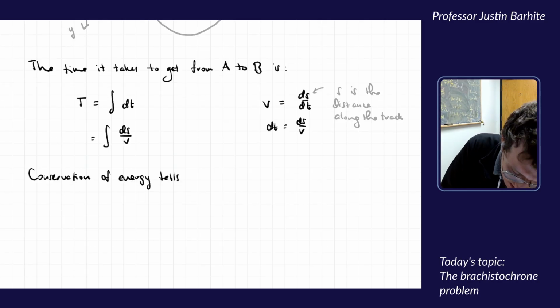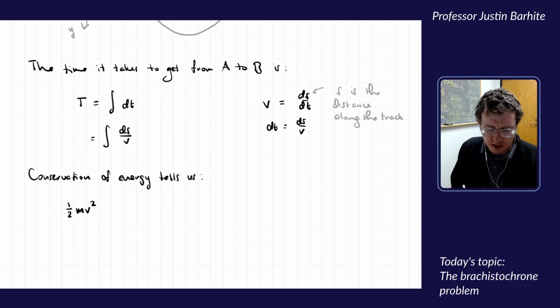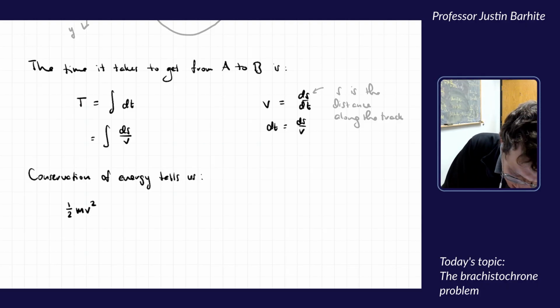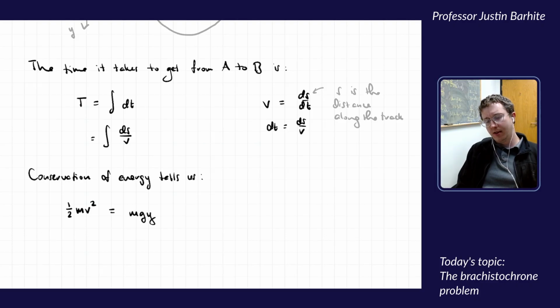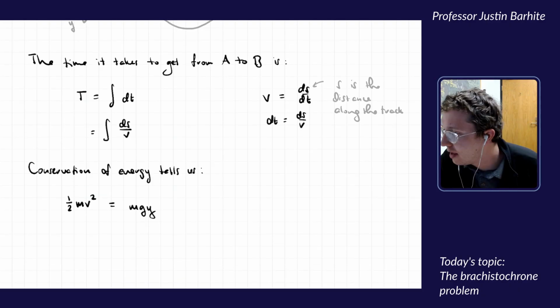But conservation of energy is going to tell us that the particle's kinetic energy, which is 1/2 mv squared, is equal to the potential energy that it's lost by descending to a lower height, which is mgy. So again, this is all the physics that we need to know. From here, it's just math.